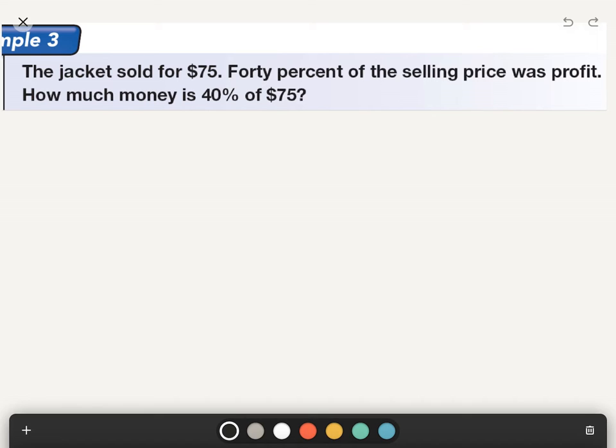So you can think in terms of percent to a fraction, or you could think in terms of percent to a decimal to solve this. So pick whichever one you want to do. I'm just going to do both pretty quickly.